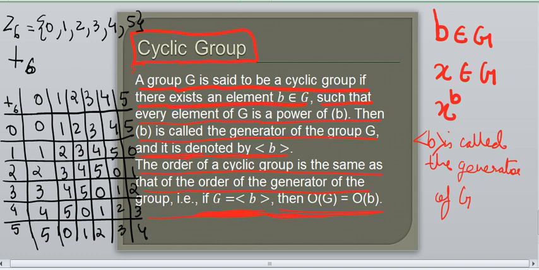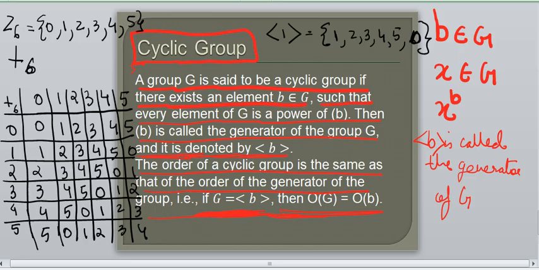Okay, now look at this group. Look at this group very carefully. Let's say with the generator 1, what are we getting? What can we generate with 1? With 1 we can generate more or less everything. 1, 2, 3, 4, 5, and 6, which is 0, right? 1, 2, 3, 4, 5 and 0.